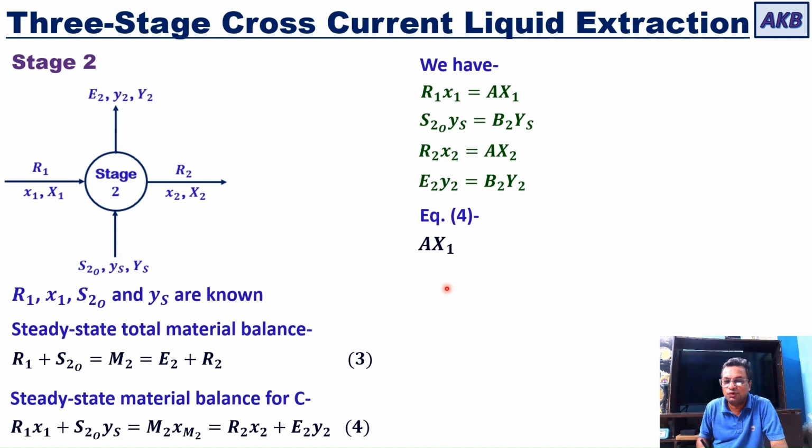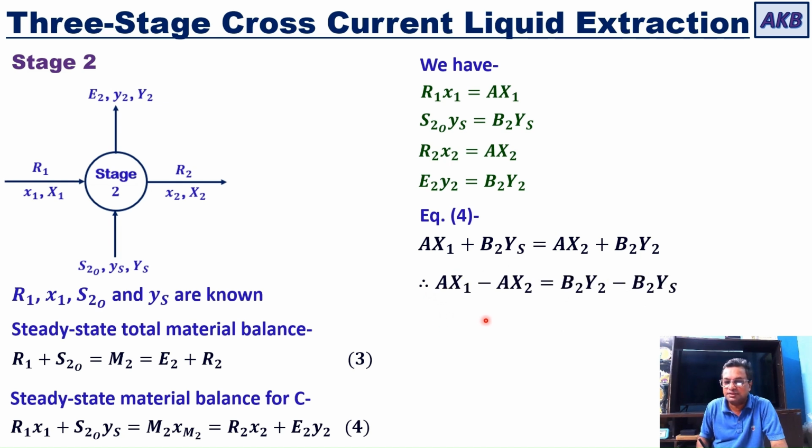So equation number 4 becomes A1 into capital X1 plus B2 into capital Y1, that is equal to A into capital X2 plus B2 into capital Y2. In the next step, I will bring this term to this side. So it will be A into capital X1 minus A into capital X2, that is equal to B2 into capital Y2 minus B2 into capital Y1.